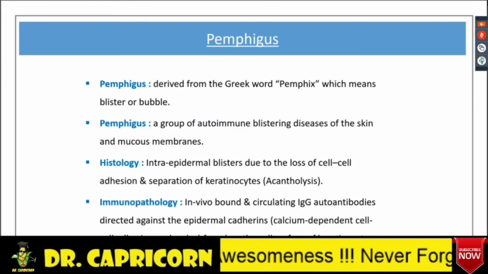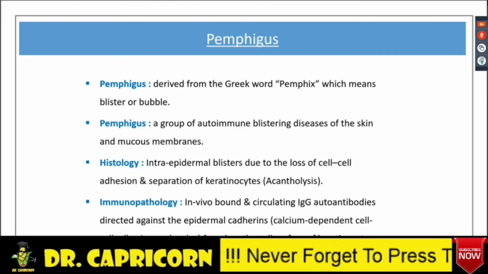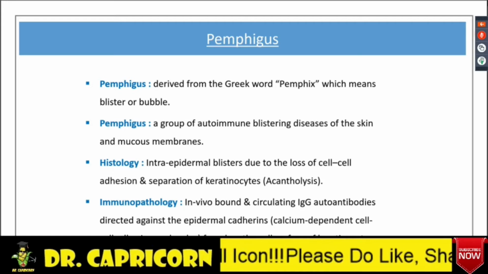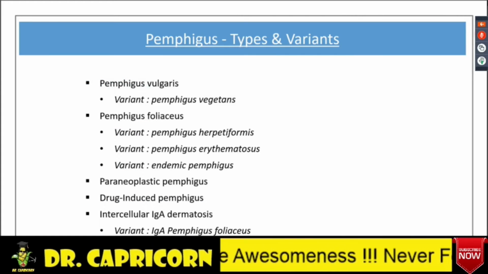Now, in immunopathology, as I told you, you get in vivo bound and circulating IgG autoantibodies mainly in pemphigus. Sometimes in IgA pemphigus, you get IgA antibodies also, which are directed against the epidermal cadherins. These are calcium-dependent cell-to-cell adhesion molecules found on the surface of keratinocytes. So the cadherins and desmosomes are broken up, and the keratinocytes become acantholytic cells in pemphigus.